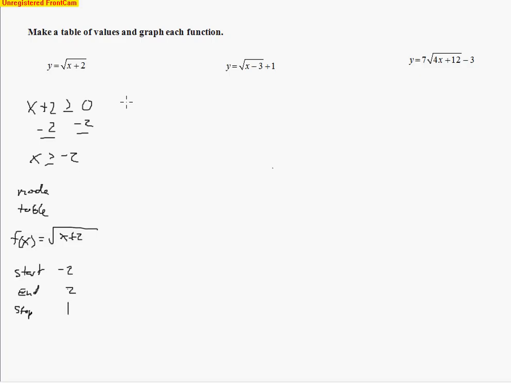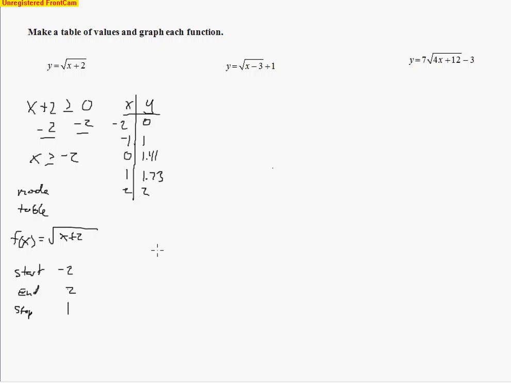And so I've got x and y values, and it's going to list the x values and the corresponding function value. So at negative 2, it's going to be 0. At negative 1, it's 1. At 0, when I plug in 0 for x, I end up getting 1.41. And that number continues on, but that's just rounded to the hundredths. And then for 1, I get 1.73. And for 2, I get 2.